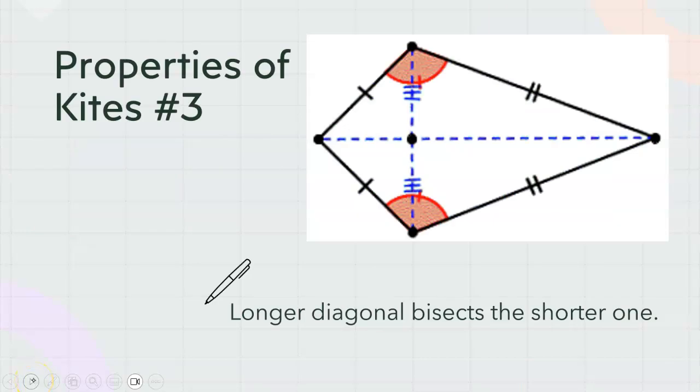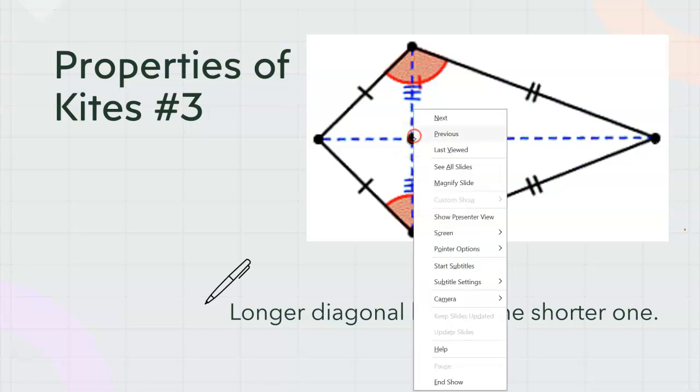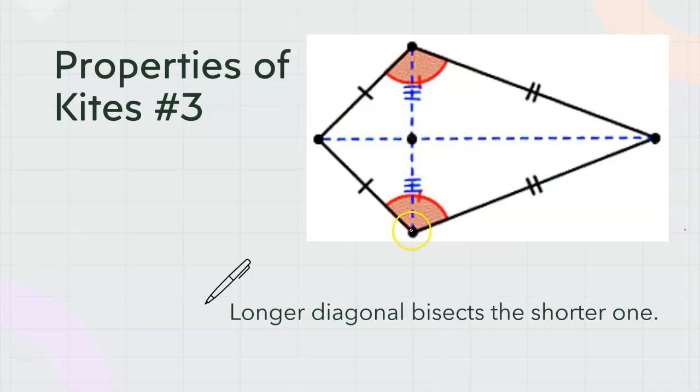The third property, and this is also something if you've ever made a kite or flown a kite that you probably are not surprised by, the longer diagonal bisects the shorter one. So this distance from this vertex to the center and then from the center to the other vertex are going to be identical because the longer diagonal, this one, cuts the shorter diagonal into two congruent line segments, or bisects it.